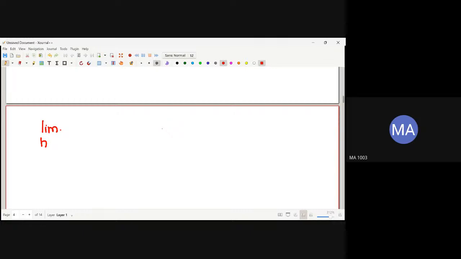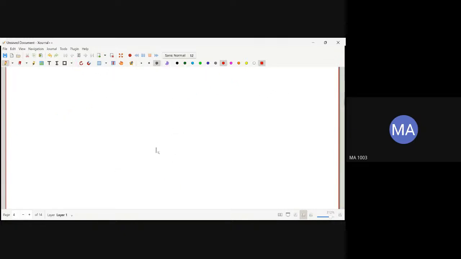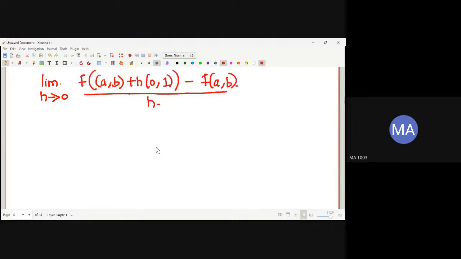there is a concept of directional derivative. There is nothing special about the x-axis and y-axis, so you can actually talk about the derivative in any direction. Instead of always considering the x-axis and y-axis, because if I consider a plane, there are infinitely many directions, right?